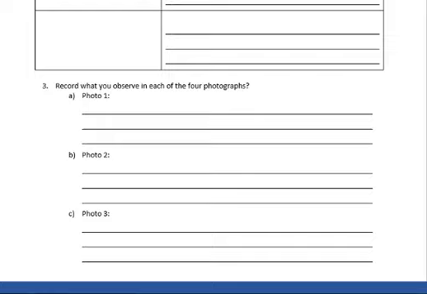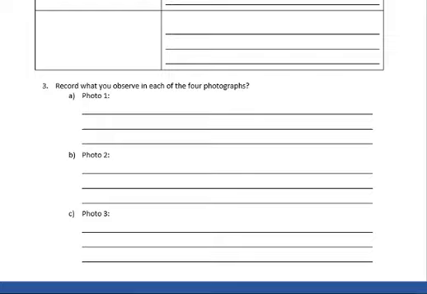Now we're going to look at a series of 4 photographs that show ecological succession over time in an area. And we should define ecological succession. That is a change in the composition of species in an ecosystem over time. So ecological succession, which is one of your vocabulary words, is the change in the composition of species in an area or in an ecosystem over time.